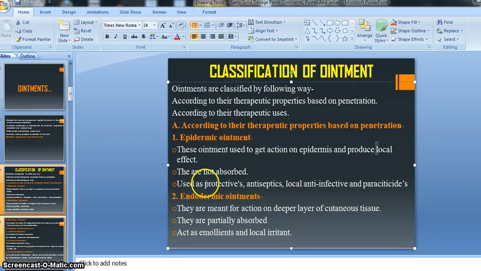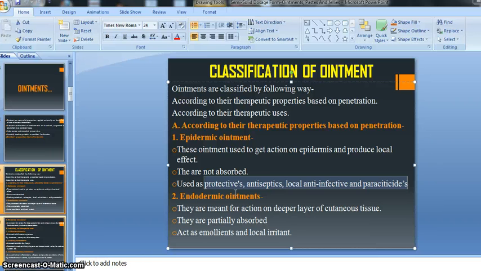Epidermic ointment is used as a protective, antiseptic, local anti-infective and parasiticide, right? So these are the properties of our epidermic ointment. Means the epidermic ointment is able to produce a protective effect. If we need protection, then we can dispense the epidermic ointment. Then as for antiseptic, if we need an antiseptic action, the epidermic ointment is also suitable for the local area, right?